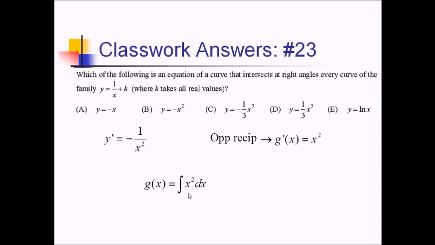So g of x, then, the antiderivative of x squared, is going to be, using our reverse power rule, an exponent of 3. Dividing by 3, we have 1/3 x cubed. And we can write a plus c there, but they didn't write it in any of the equations here. However, the only answer that has a 1/3 x cubed is going to be choice D, so that's the one we're going with.